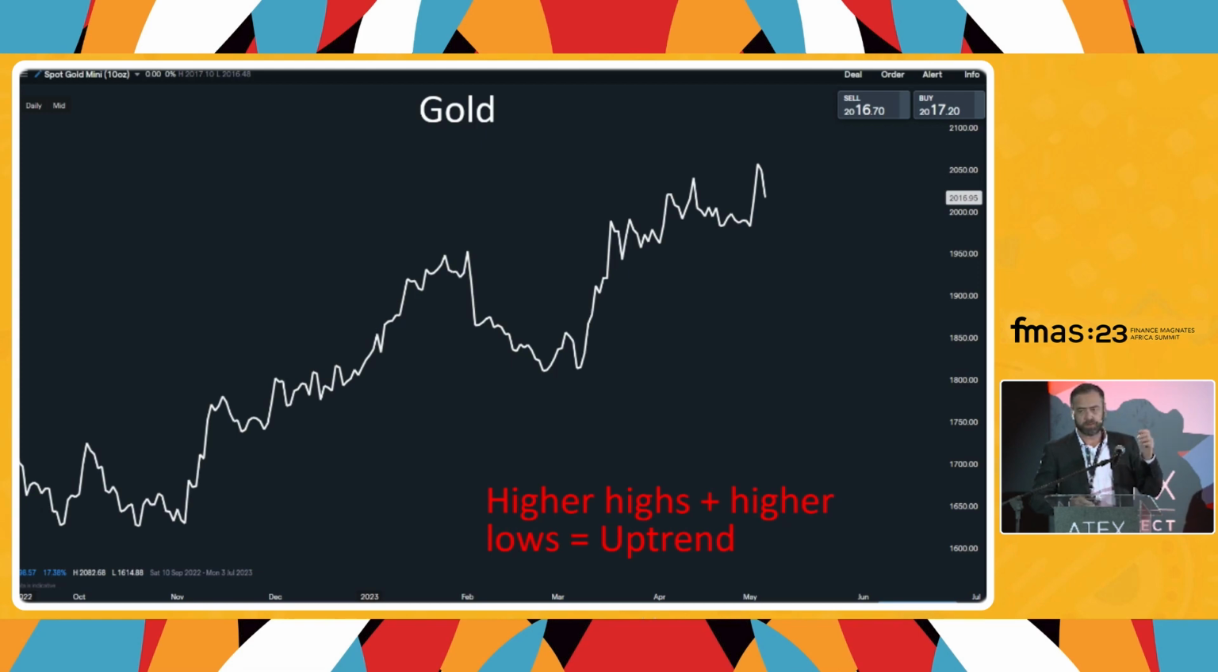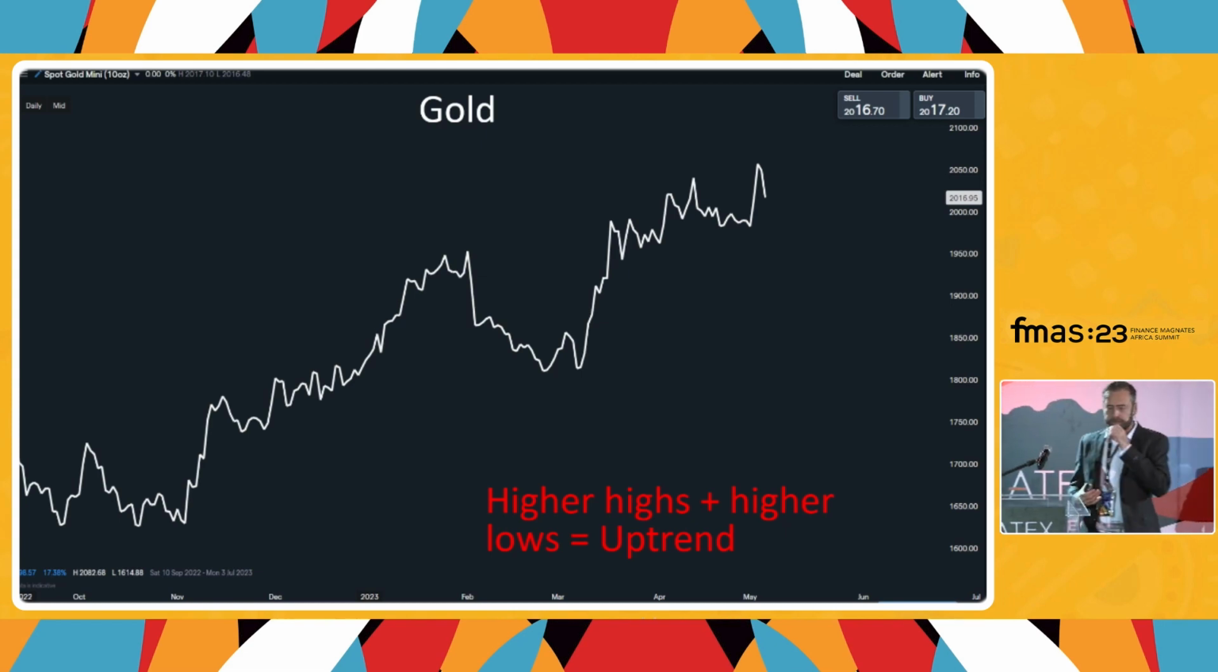There is a chart of gold. We identify an uptrend very, very simply by looking at the price making higher highs and the price making higher lows. Inversely, a downtrend would be considered if the price is making lower highs and lower lows. Why does that make sense?